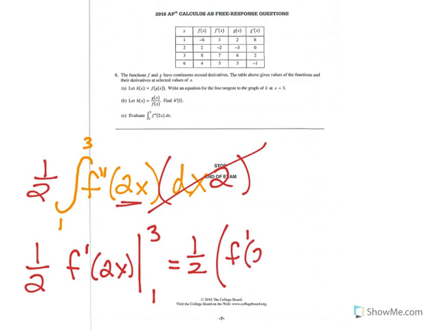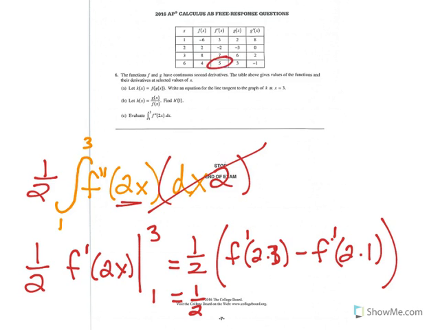f prime of 2 times 3. I said 2 times 1. Minus f prime of 2 times 1. So, here's what we're going to do. It equals 1/2. Okay, 2 times 3 is 6. F prime of 6 is 5.